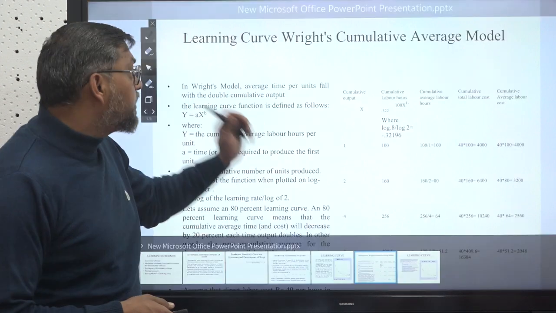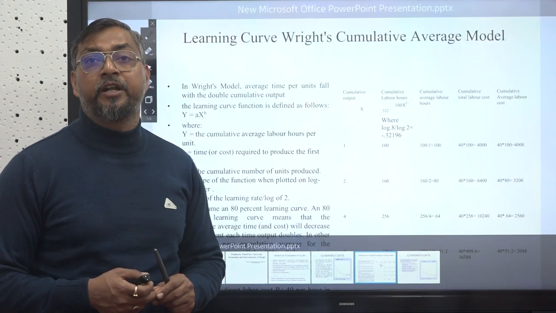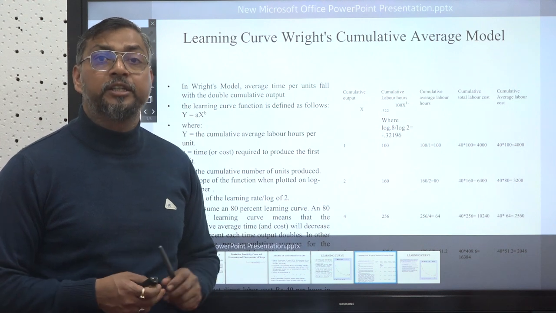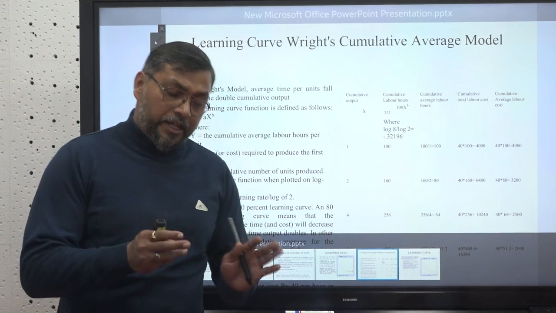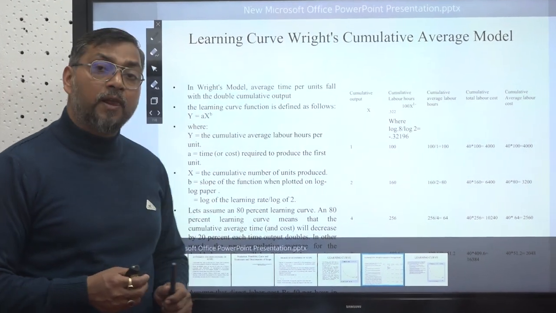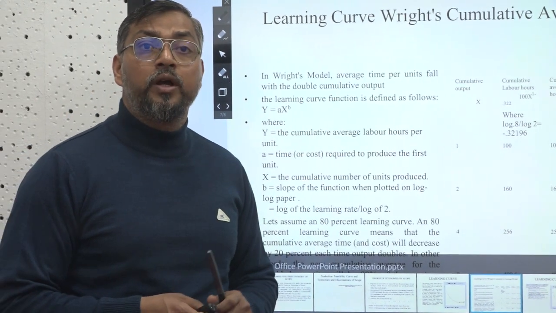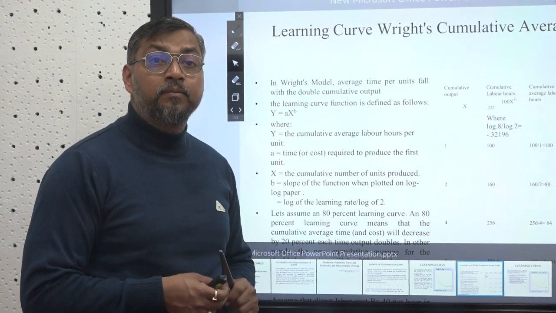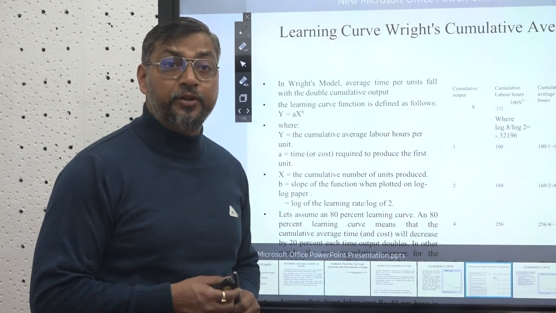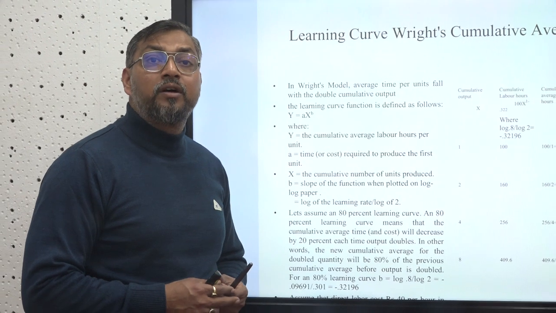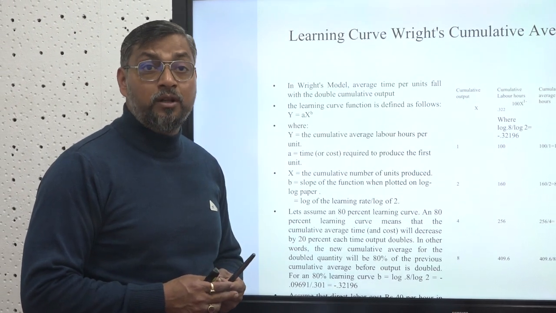Now, this is a representation of Wright's cumulative average model that is used in learning curve. As per Wright's model, Y is equal to A, where A is the time or cost that is required to produce the first unit. We will discuss the learning curve of Wright's cumulative average model.